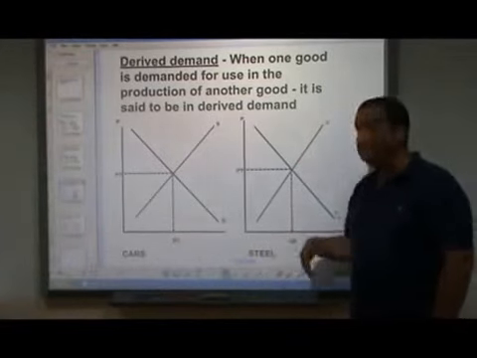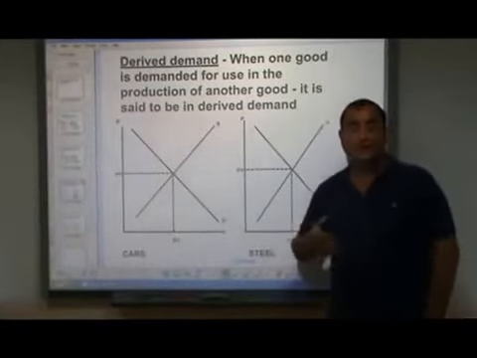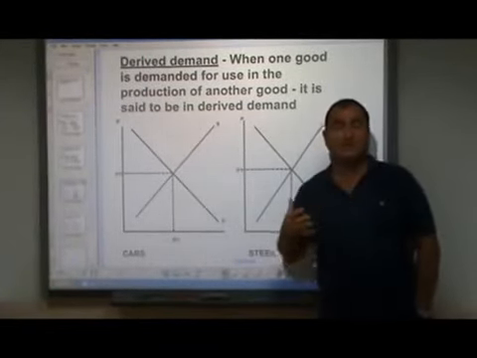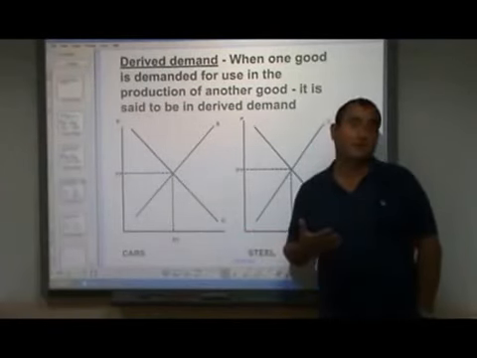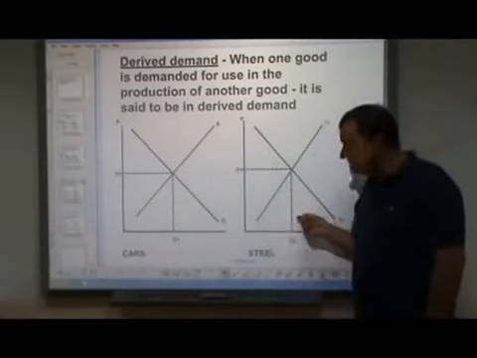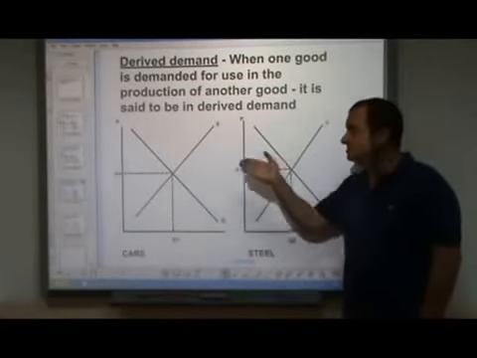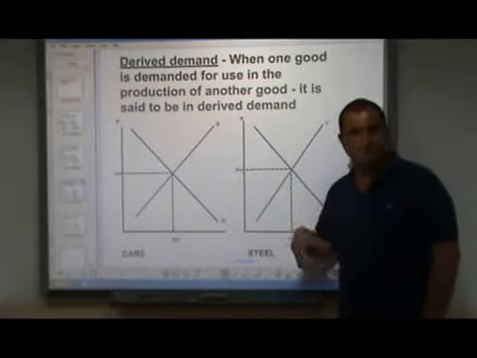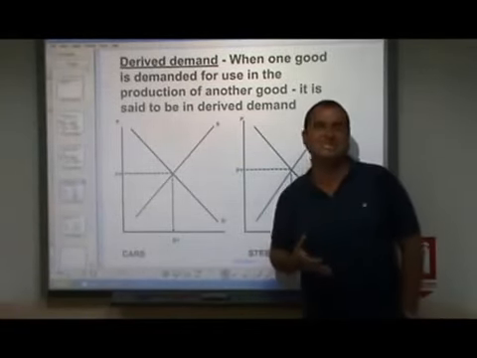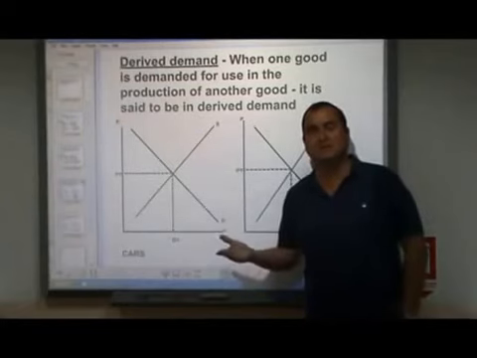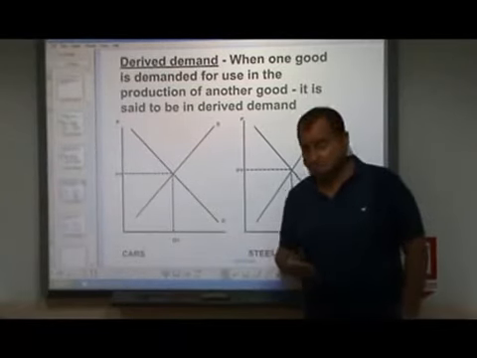Cars and steel, two markets. Now, I don't know about you, but generally I don't go out and buy big pieces of steel. No, but I might go out and buy a car. But the people who buy steel are the producers of cars and other producers, maybe the construction industry. But let's imagine that the only purchaser of steel, sheets of steel, is the car industry.